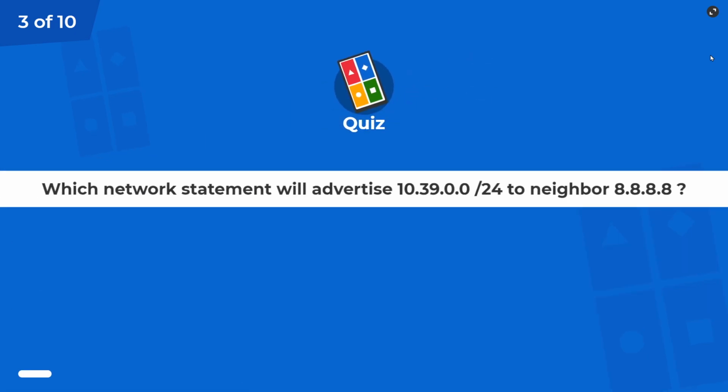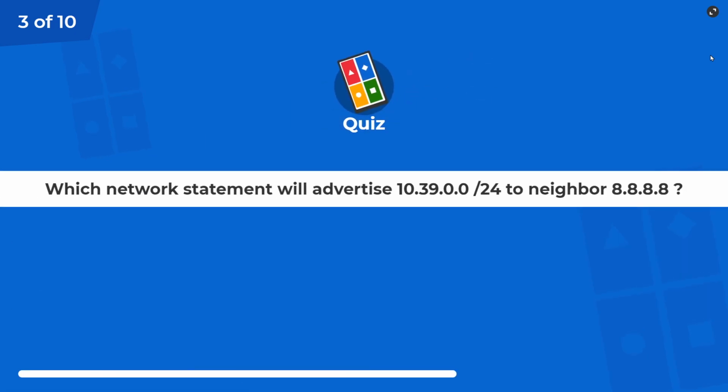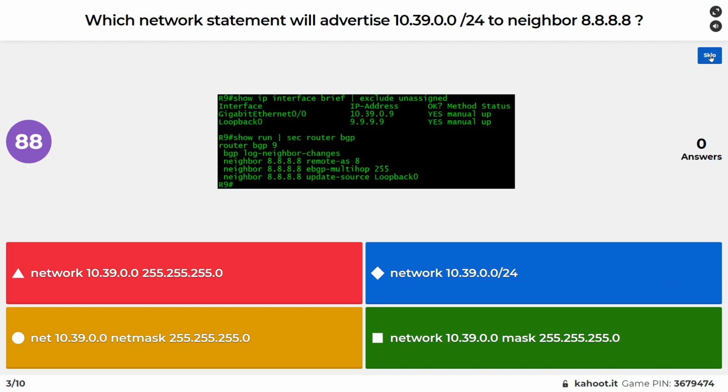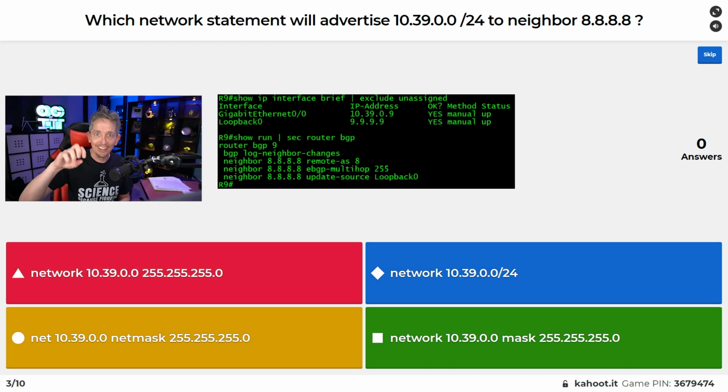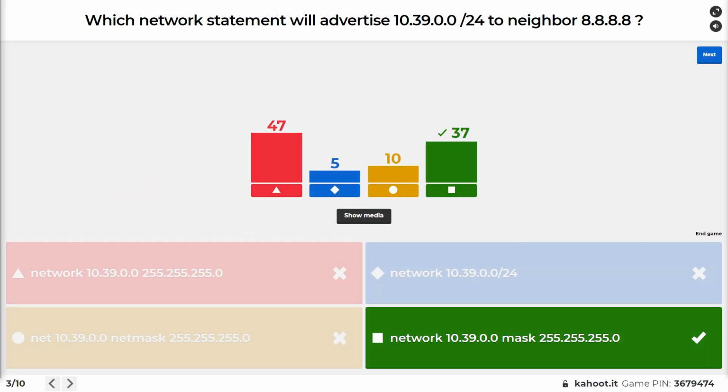Here is question number 3 of 10. Which network statement will advertise the 10.39.0 network with the 24-bit mask to the BGP neighbor 8.8.8.8? All right, I'd like to take a moment and talk about this answer and why it is what it is.